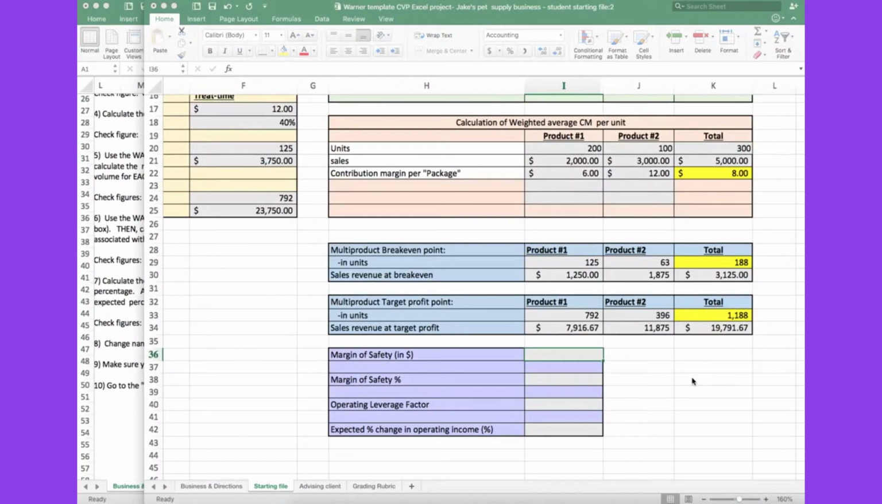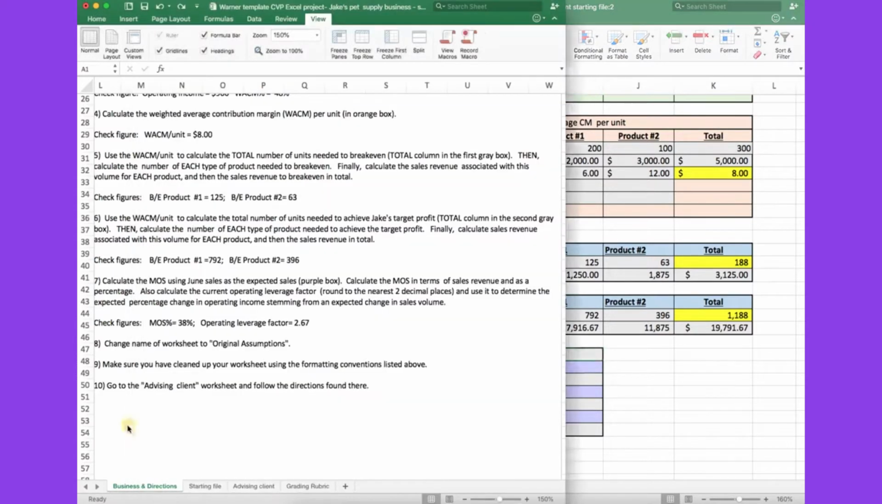Okay, we are in the home stretch. So this last purple box here on your spreadsheet, we are asked to calculate the margin of safety. That's what MOS stands for. And then calculate the operating leverage factor.